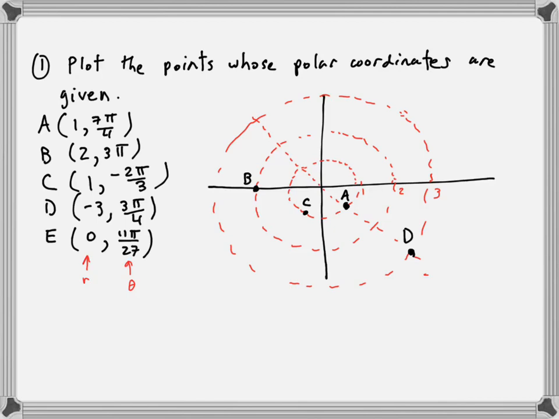Finally, notice that R is 0. What do we get when R is 0? Well, since we're moving 0 steps away from the origin, it doesn't really matter what the angle is, okay? So we are still at the origin. Okay, so this would be E. So this is just an example of how you plot points in polar coordinates.